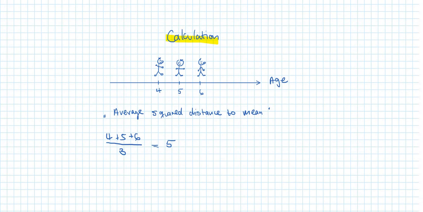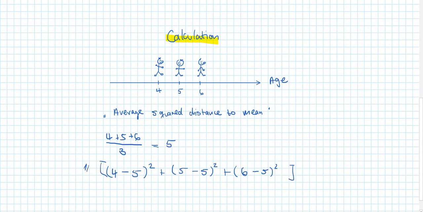So what is now the average squared distance to this mean? Well, here's how it is. We take the first child, whose age is 4, and we subtract the mean. Then we take the second child, who is 5, and we subtract the mean. And then we take the third child, whose age is 6, and we subtract the mean. But we want the average squared distance to the mean, so we need to square all of those distances. And in the end, we need to take the average of all of those distances. What's the average? Well, we have 3 children, so we need to multiply by 1/3.